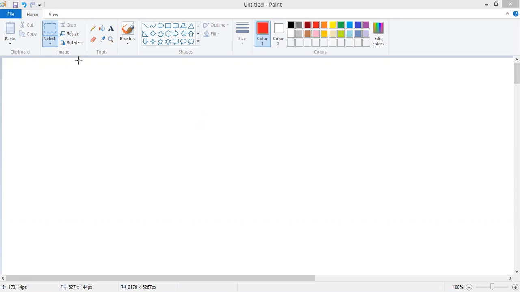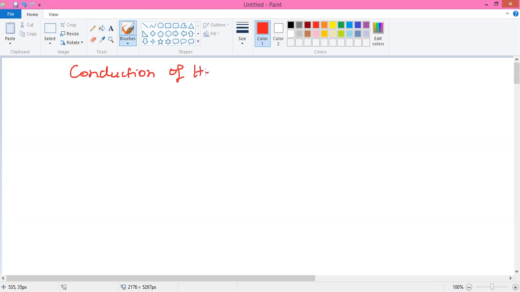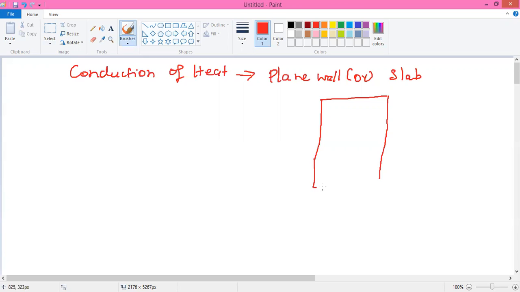So first we have the conduction. Conduction of heat transfer through a plane wall, otherwise called a slab. We know how heat transfer happens through a single plane wall. We have already seen a composite wall. First we see about the plane wall.